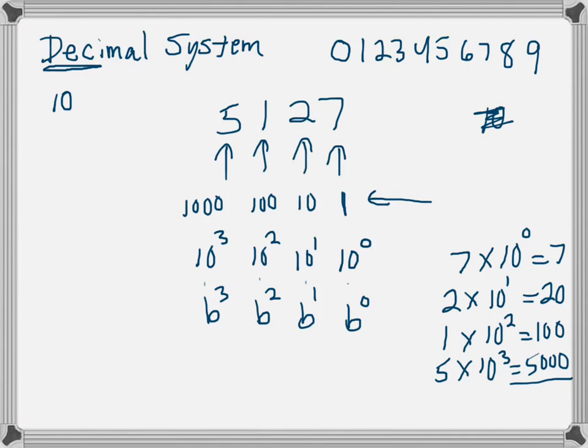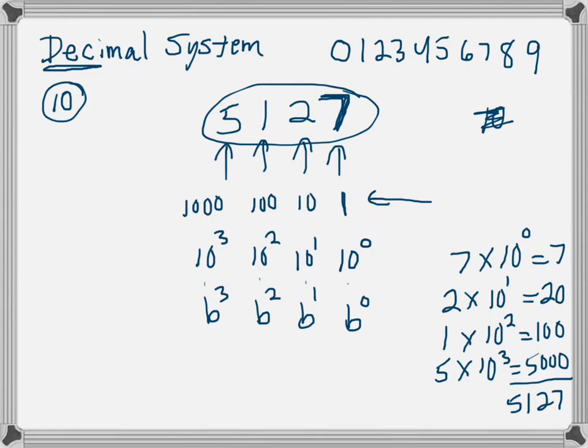I can add those all up, and I get 5,127. That's how we get this number. This is the decimal system, base 10. So all you do, and this format is going to work for every system, to figure out the number in decimal format, you take the number that's in that position times the base to the 0. Then you take the next number times the base to 1, take the next number times base to 2, and so on. Add them all up, and you'll have your decimal number.